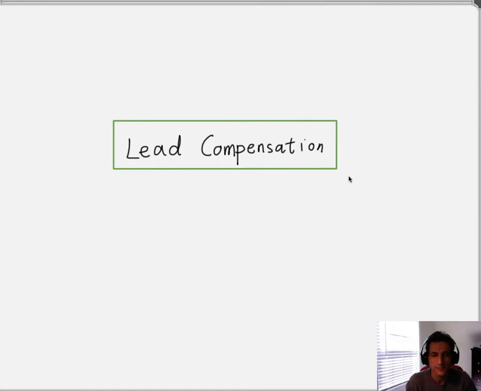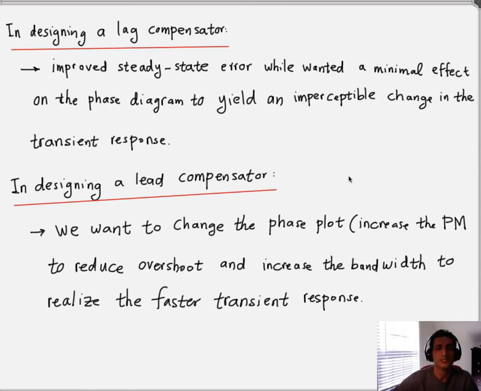All right, so in the next part of the lecture, I'm going to start talking about lead compensation. So what is a lead compensator, and what are the differences between the lead compensator and the lag compensator?